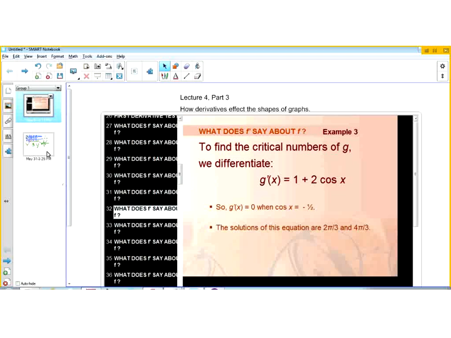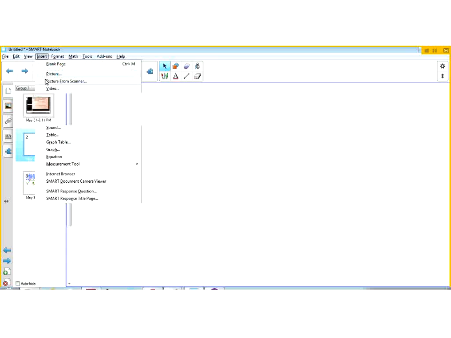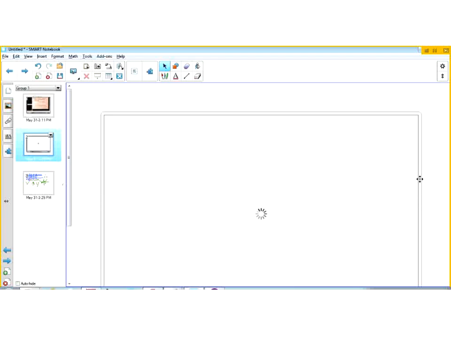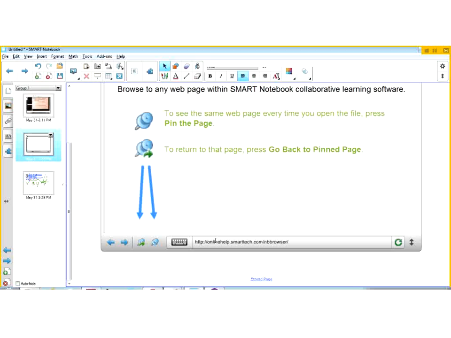All right, so suppose you don't know where cosine x is equal to -1/2. Well, on slide 32, what we can do is this. Perhaps we can go to my trigonometry website and hunt for something. Let's open an internet browser. And let's go to my trigonometry website.